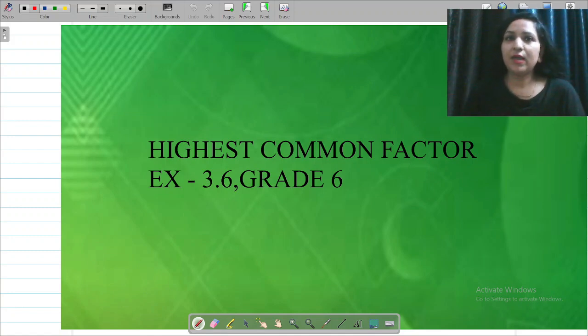In today's session, we are going to continue chapter number 3, Playing with Numbers for grade 6. Till now, we have understood the LCM method, the prime factorization and the related terms, the common factors, common multiples. In this particular exercise, we'll be practicing how to find the highest common factors of the two numbers. So let's start the session.